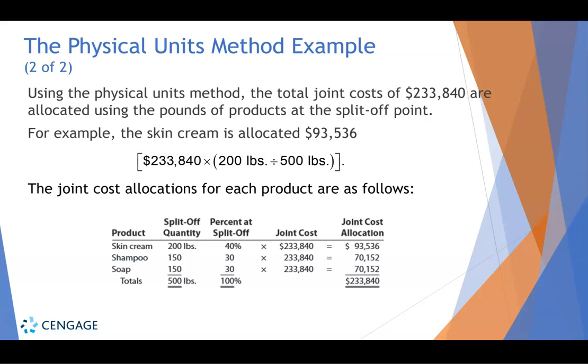So for the skin cream, 200 pounds divided by the 500 pounds, 40% of the joint cost is going to be allocated to the skin cream. For the shampoo, we'll take 30% of those costs to allocate them to the shampoo, 150 divided by 500 pounds. And the soap will be the same. So at that split-off point, based on weight, that's how we're going to allocate the costs.